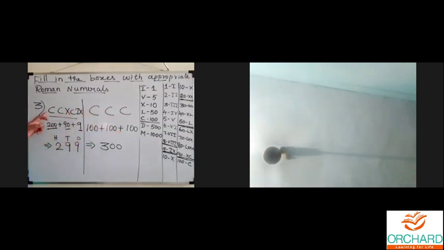So here the predecessor of CCC, which is nothing but CCXCIX. Very good, ma. So the predecessor of 300 is 299. Always we have to give the answer in Roman numeral only, okay? These are the basic steps you have to follow. Can I move on to the next problem?